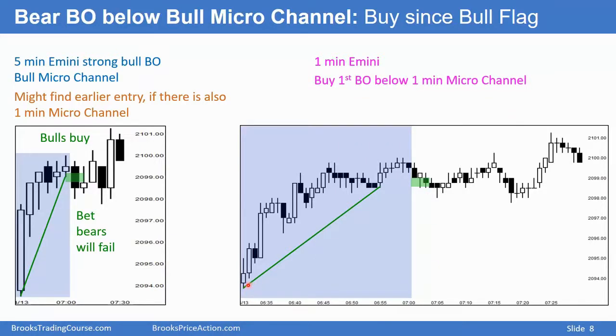However, on the 1-minute chart, there's also a bull microchannel. We have 7 bars here without a pullback, and pretty good looking bull bars. So some traders will buy below the low of this bar, betting the bear reversal will fail. Others will buy on a stop above the high of this bar. That would be an example. They would enter there on the reversal attempt below the bull trend line, betting that the reversal attempt will fail.